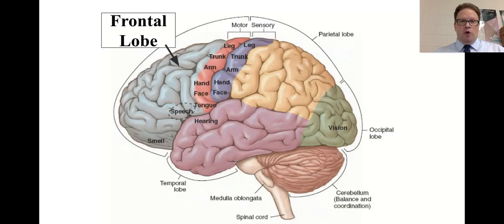Now, the frontal lobe, like the name suggests, in the front, are the cortical regions at the front of the brain that are especially involved in movement and thinking. They are necessary in performing higher mental functions such as planning, deciding, and perceiving.